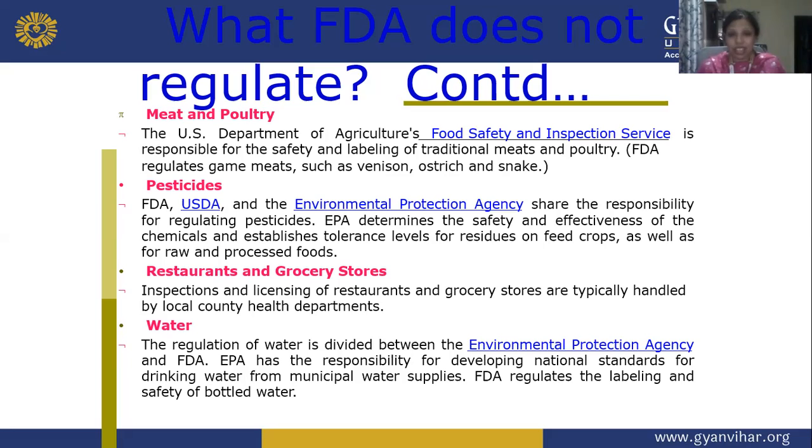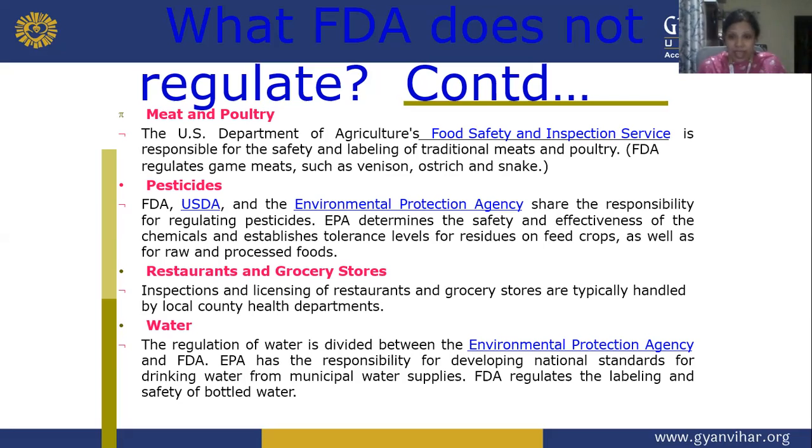EPA, the Environmental Protection Agency, determines the safety and effectiveness of the chemicals, and establishes tolerance levels for residue on feed crops, as well as for raw and processed food items. So the EPA determines the safety and effectiveness of the chemical and establishes tolerance levels for residue on feed crops, raw materials and unprocessed food. Now next is restaurants and grocery stores. If there is any restaurant or grocery store in the US market, who is responsible for the regulation of this type of thing?